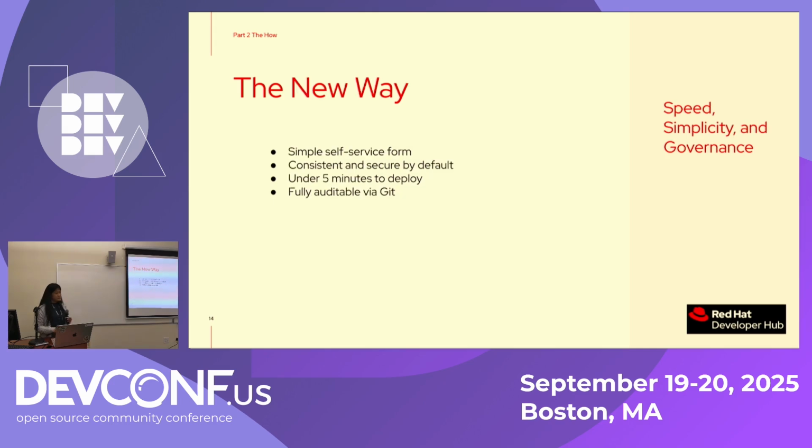Now look at the new way it's working. A developer fills in a form. The deployment is consistent and secure by design, because it follows the rules baked into the template. It's done in minutes, and because every single change started with Git, you have a perfect audit from the very, very beginning. But how do we make that powerful form available in Developer Hub in the first place?